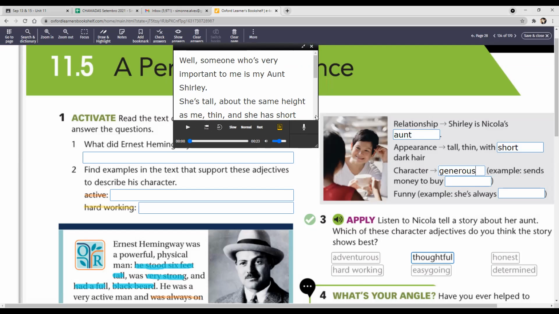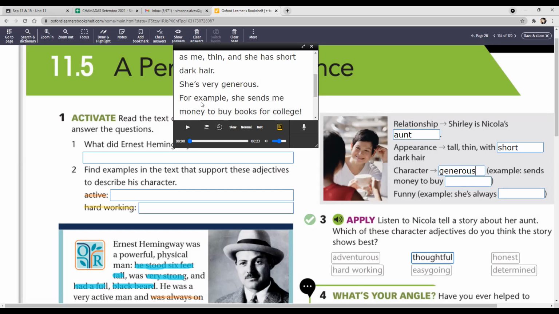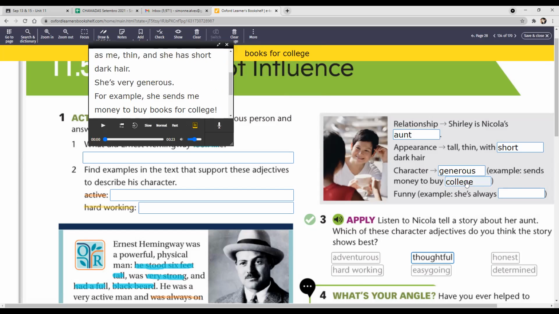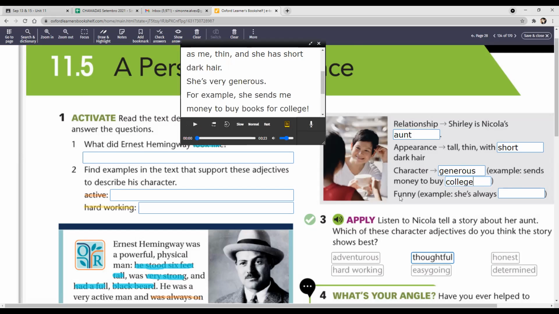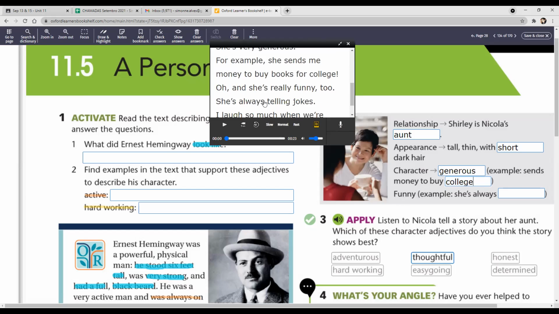Then she gives an example, right? She's very generous. For example, she sends me money to buy books for college. Okay. Then we put there, buy books for college. Let me put here. Okay, guys, good. Now here, and she is really funny too. Then after saying that the person is funny, she gives an example. Why funny? She's always telling jokes, okay?